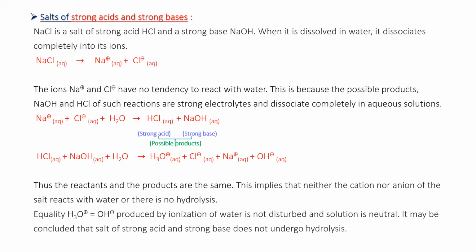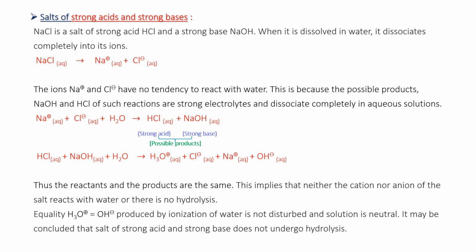So this implies that neither the cation nor the anion of the salt reacts with the water, or there is no hydrolysis. In this way, the equality between hydronium ion and OH minus ion produced by ionization of water is not disturbed, and the solution is neutral. So it may be concluded that the salt of a strong acid and strong base does not undergo hydrolysis.